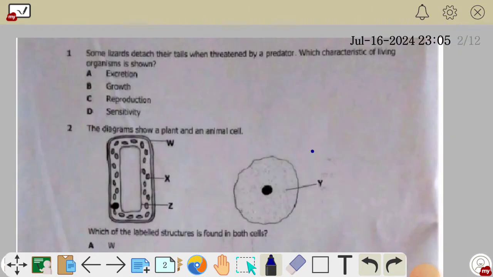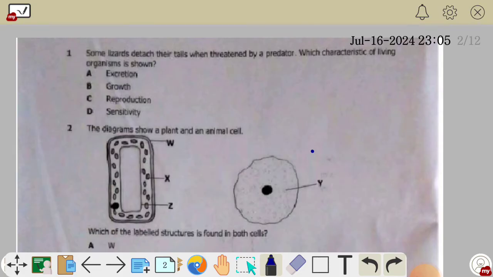So question 1 reads, some lizards detach their tails when threatened by a predator. Which characteristic of living organism is shown? A. Excretion. B. Growth. C. Reproduction. D. Sensitivity. So these are characteristics of living organisms.